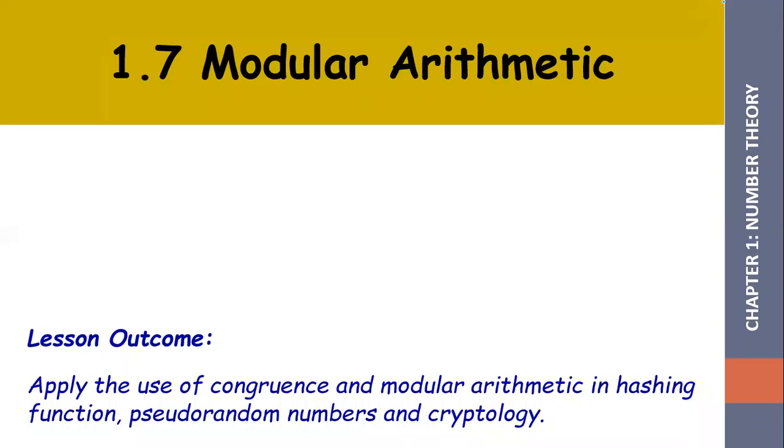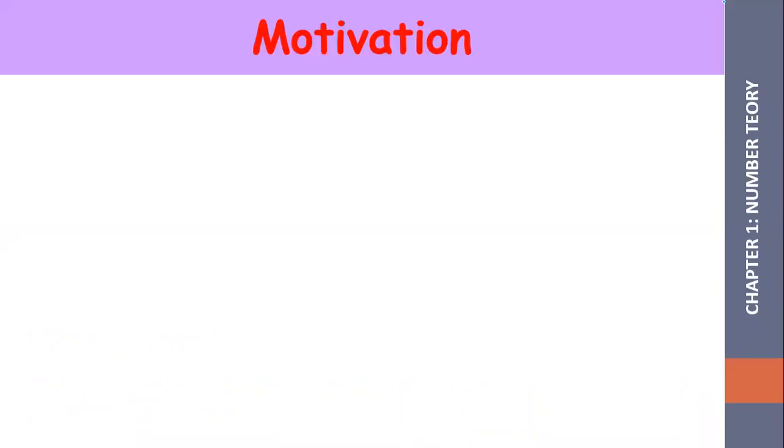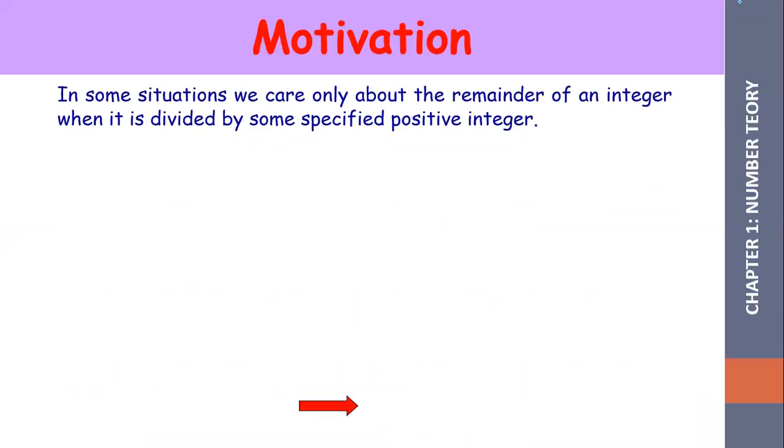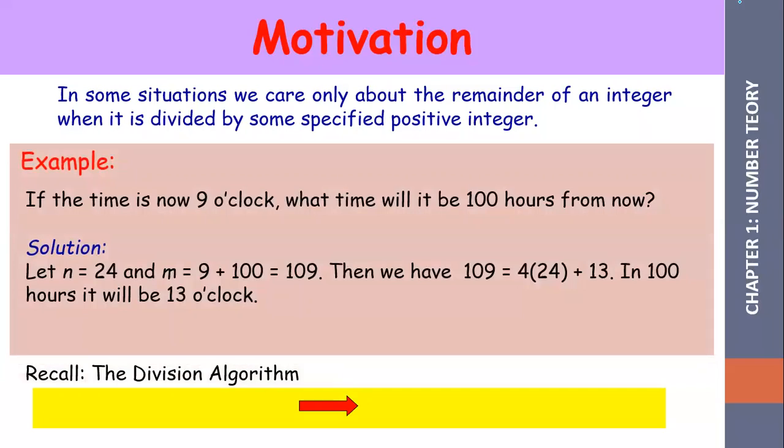So we move to the last subtopic in Module 1, Chapter 1, Modular Arithmetic. So what is the motivation of modular arithmetic? In some situations, we care only about the remainder of an integer when it is divided by a positive integer. Let's see the examples. For your understanding, if the time is now 9 o'clock, what will it be 100 hours later?